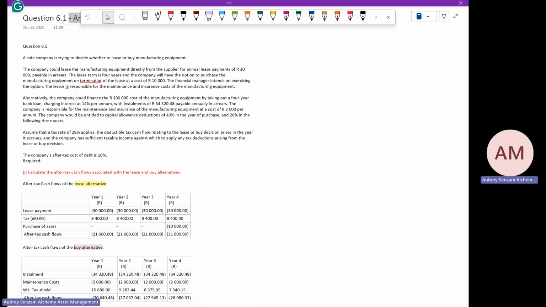Why are they telling you in arrears? What is the relevance of that? Because in arrears is basically telling you at the end of the period, isn't it? Instead of at the beginning. To know whether it's at the beginning or the end. Yes, that's exactly it. You need to know, is this at the beginning of the period or the end of the period?